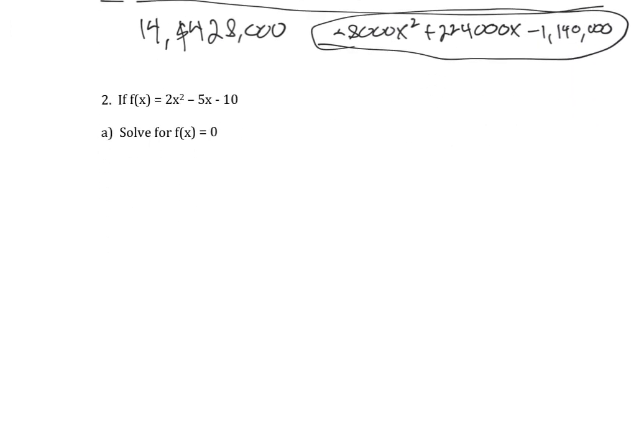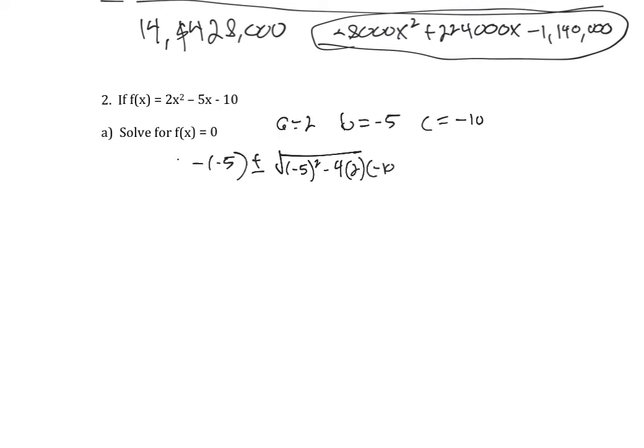Okay, let's solve this next for f of x equals 0. So we're going to use the quadratic formula. So we have a equal to 2, b equal to negative 5, c equal to negative 10. So we have negative b plus or minus the square root of b squared, so negative 5 squared, minus 4 times a times c. And all of that is over 2 times a.